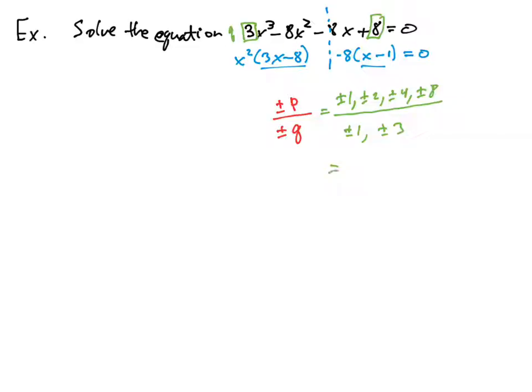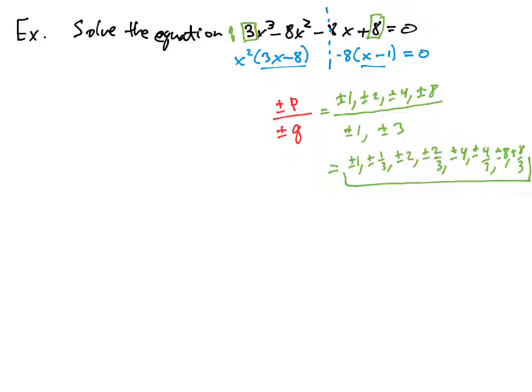So the list of possibilities, we could have plus or minus 1, plus or minus 1/3, plus or minus 2, plus or minus 2/3, plus or minus 4, plus or minus 4/3, and then plus or minus 8, or plus or minus 8/3. So 1, 2, 3, 4, 5, 6, 7, 8. So there's 16 possibilities. Again, we would need to test all of these until we exhaust this list. The goal here is to find a zero, or to find one solution to this equation. This list is the starting point for that journey.